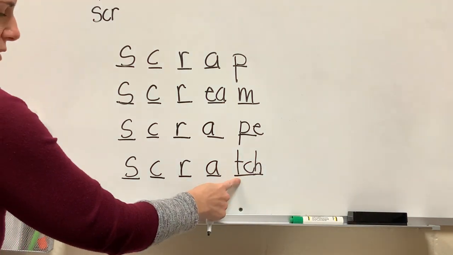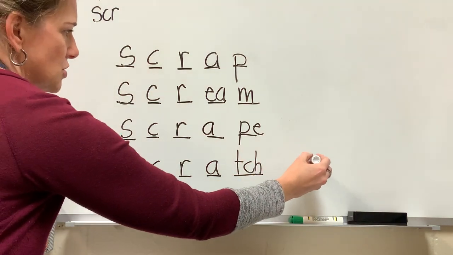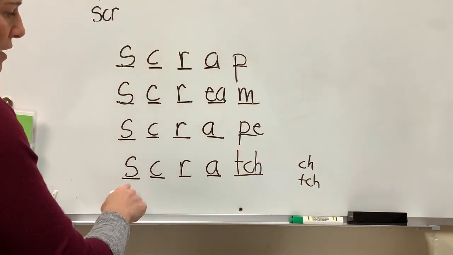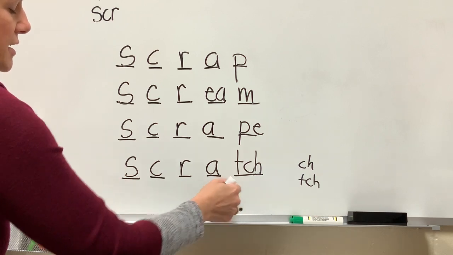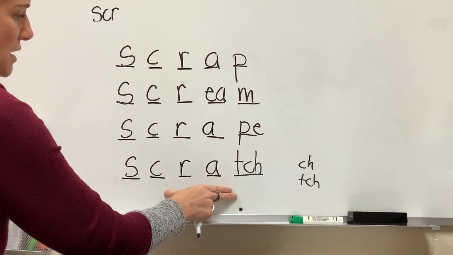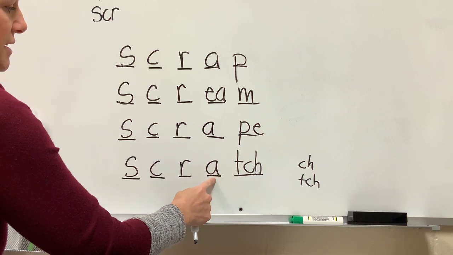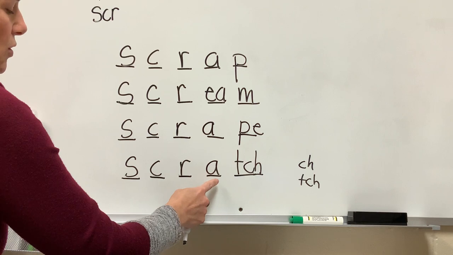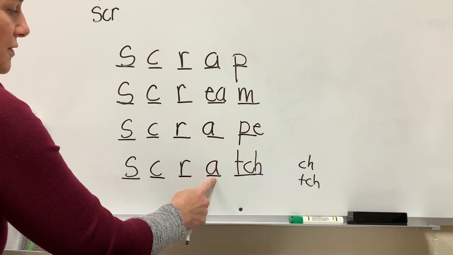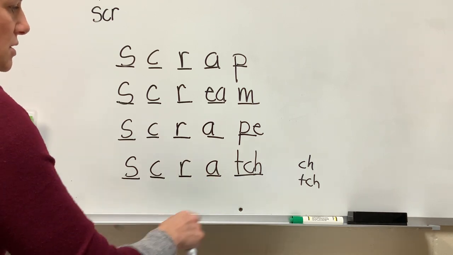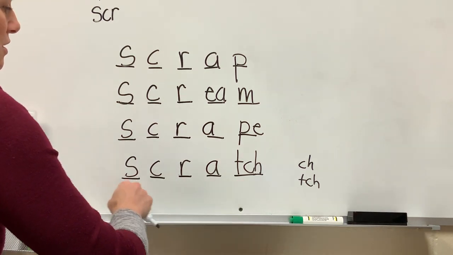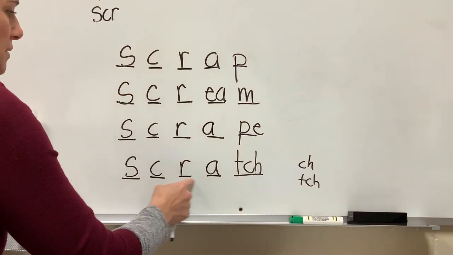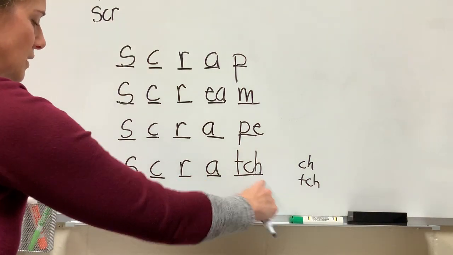If you're wondering whether or not to use a CH or a TCH when you hear ch at the end of a word, this is a single syllable word. It has only one vowel sound in it, so it's one syllable, and it has a short vowel. I use a TCH spelling when I have a one syllable word that follows a short vowel sound. That's how I know this is TCH. Check scratch. Spell scratch. Word? Yes, scratch.